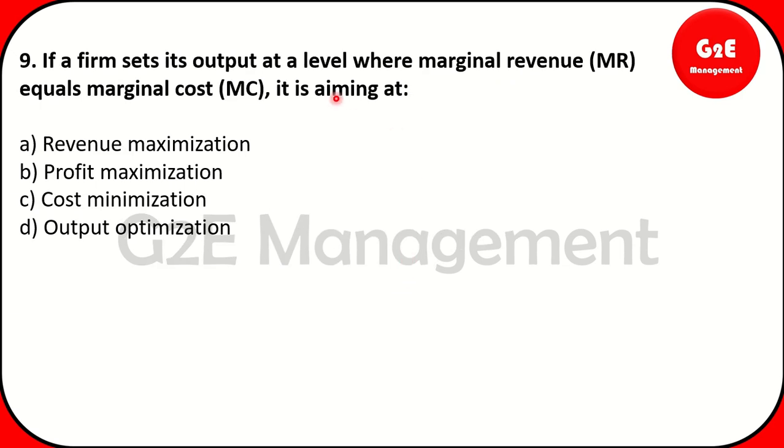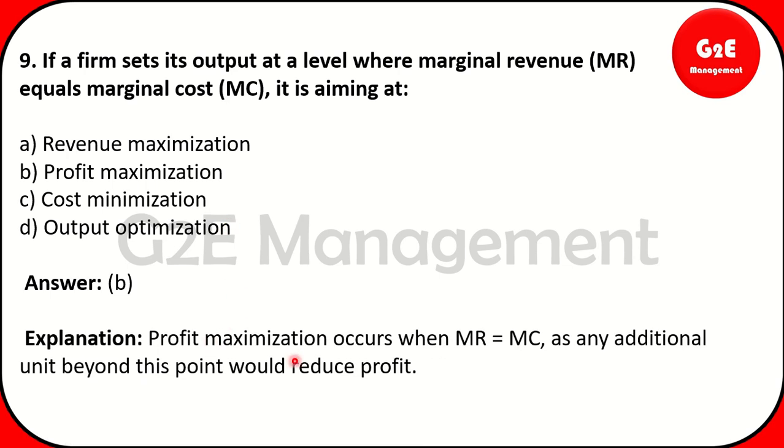And for the next question: if a firm sets its output at a level where marginal revenue, that is MR, equals marginal cost, it aims at MR equals MC. In a sense, that is profit maximization. The formula will be there. MR higher than average cost, marginal cost less than average cost. If you know these kinds of formulas, automatically you can answer this one. So the answer is profit maximization. Profit maximization occurs when MR is equal to MC. MR equal to MC, in a sense, is called profit maximization.